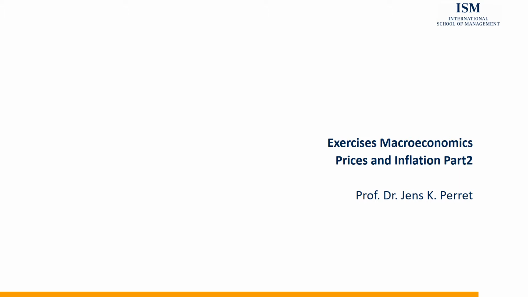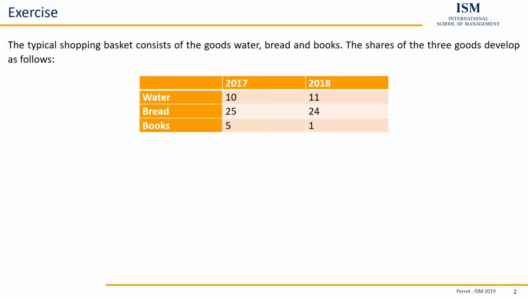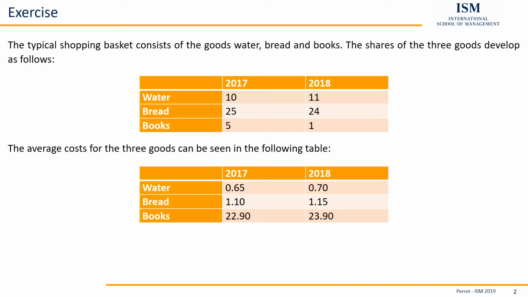Let's have a look at the exercise. Here we have the typical shopping basket consisting of the goods water, bread and books. The shares of the three goods develop as follows. And here we have the overview for 2 years. And the average cost for the three goods can be seen in the following table. And here we have the changing prices for water, bread and books for the 2 years. Our task now: calculate the CPIs, base year 2017, and the inflation rate. So let's work through this step by step.